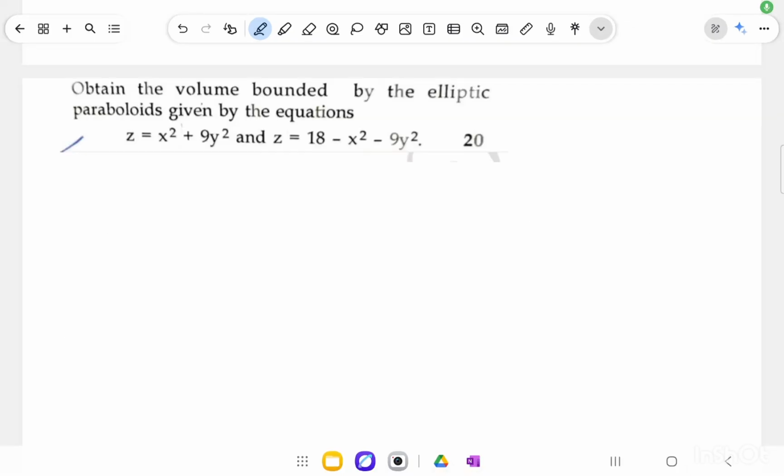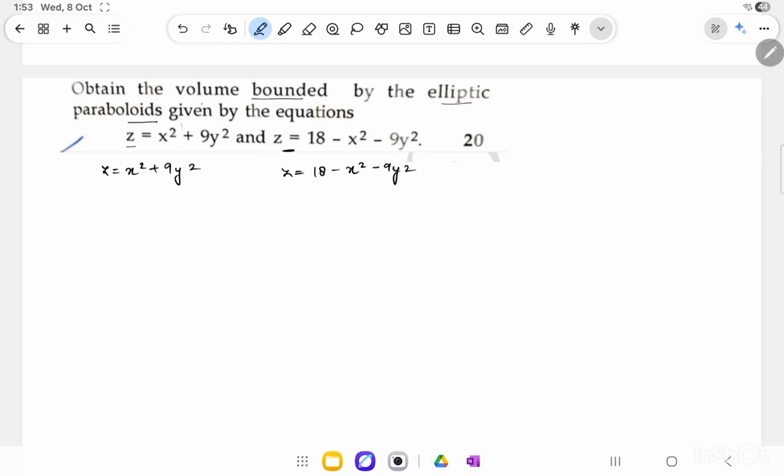This question says find the volume bounded by the elliptic paraboloids. So they have given us the equations of two elliptic paraboloids, and we are supposed to find the volume that lies in between those two paraboloids. So the first equation of paraboloid is z equals x square plus 9y square, and the second equation is z equals 18 minus x square minus 9y square.